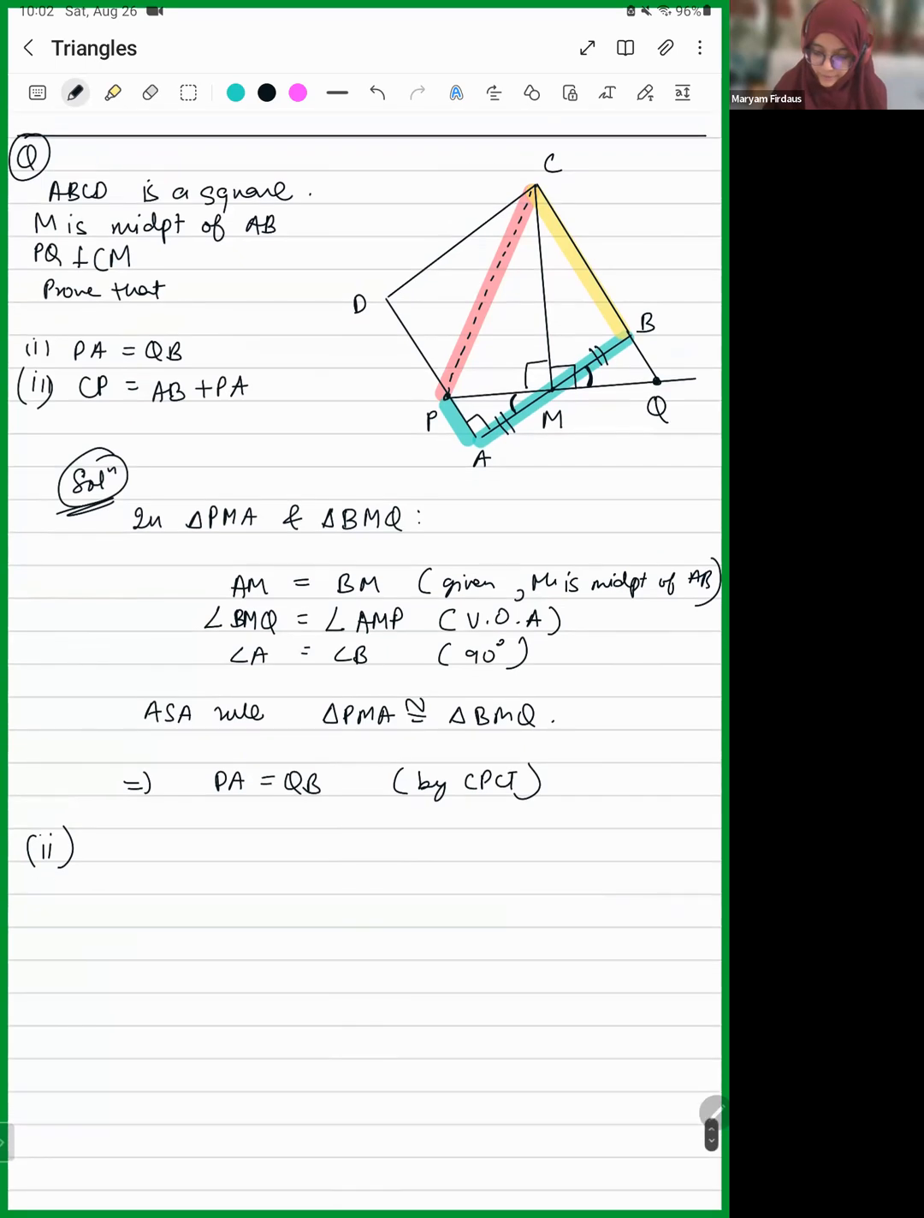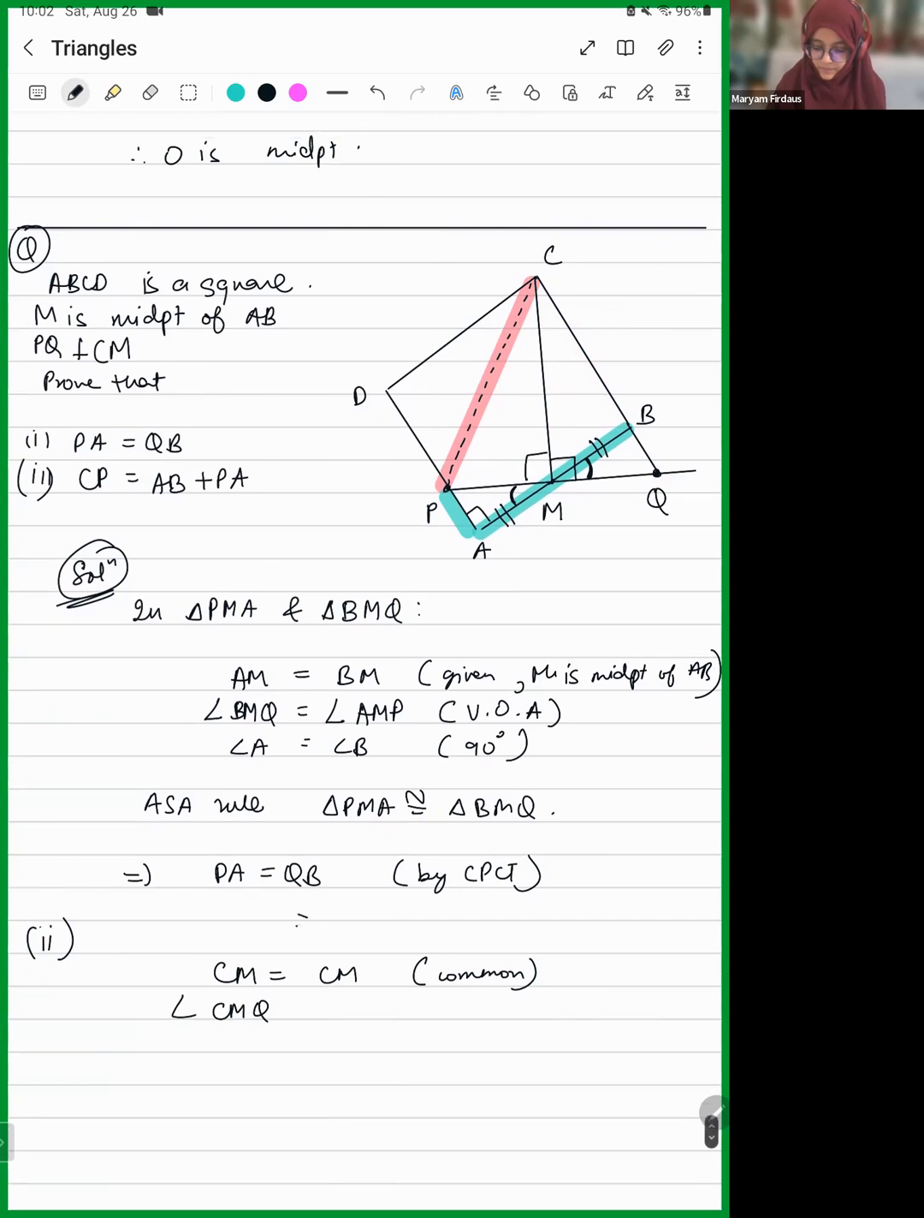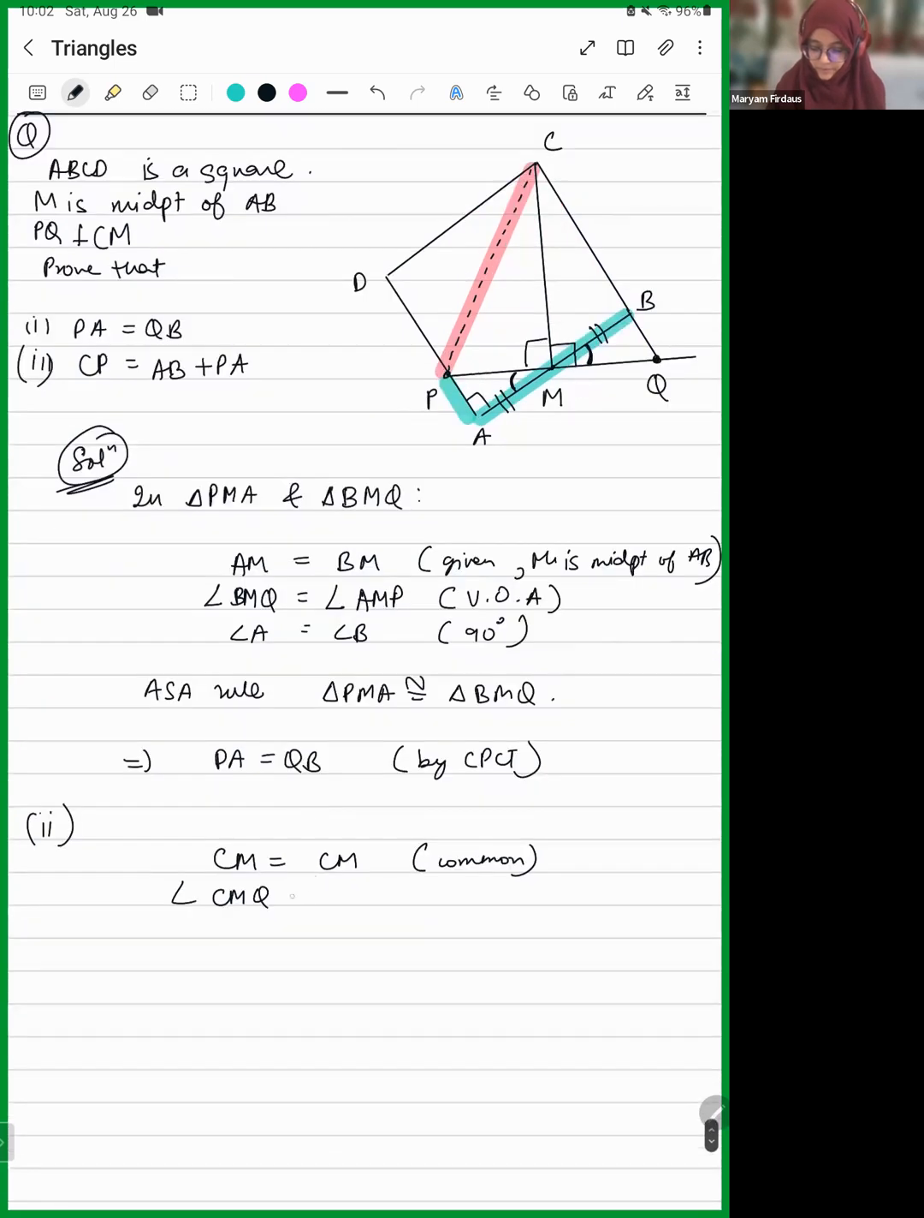What all do we have? Ma'am, we have CM as common. Okay, CM is equal to CM, common. Then we have angle CMQ is equal to angle CMP, which is equal to 90 degrees each.